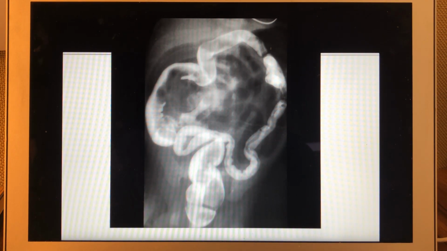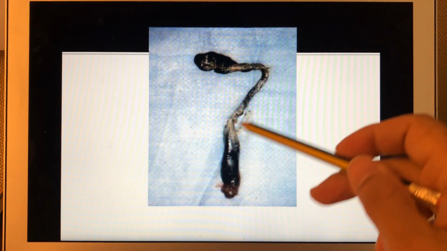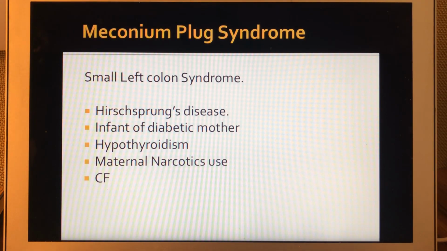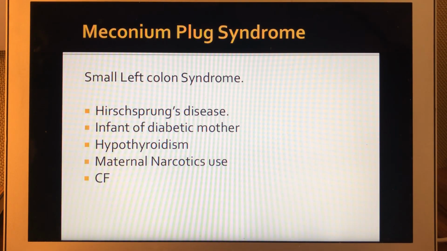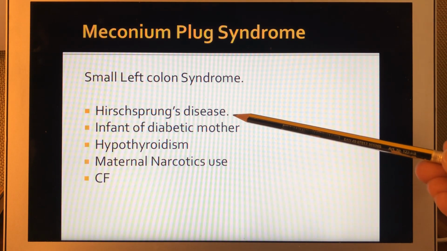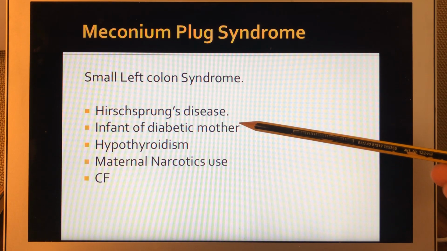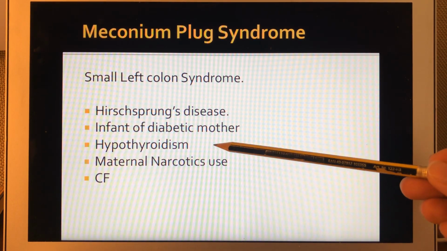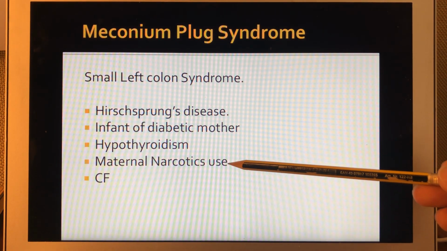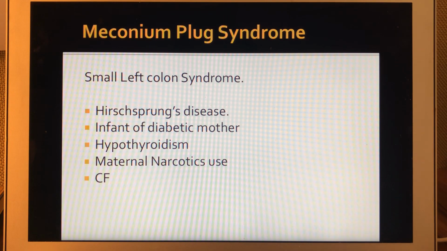Usually the contrast enema, what you see right here, is diagnostic and therapeutic, because the baby will pass this thick meconium, and the bowel obstruction will resolve. Things that you should keep in mind with babies with small left colon syndrome: there is a possibility that this baby may have Hirschsprung disease, infant of diabetic mother, as we mentioned, maternal hypothyroidism or infant hypothyroidism, maternal use of narcotics, and cystic fibrosis. So you have to keep those in mind and do the necessary workup.